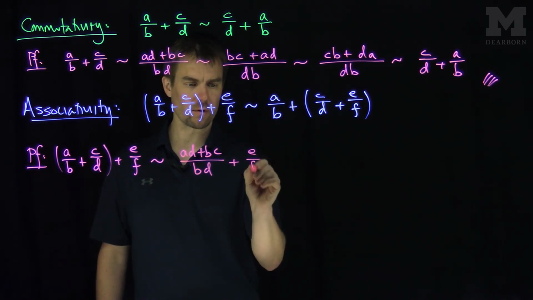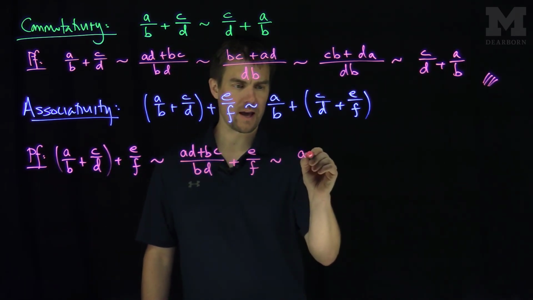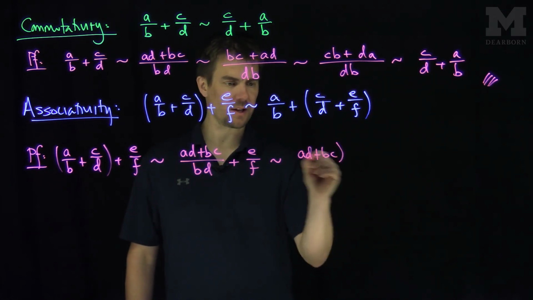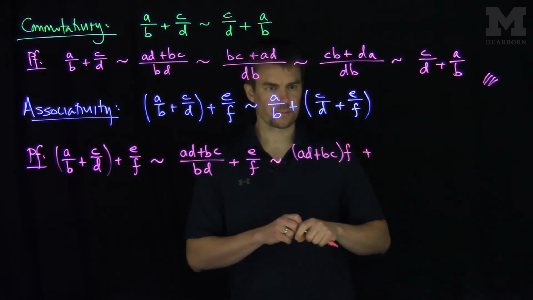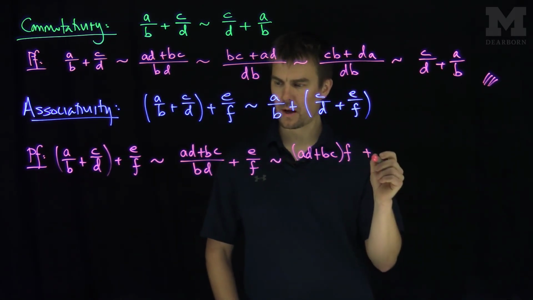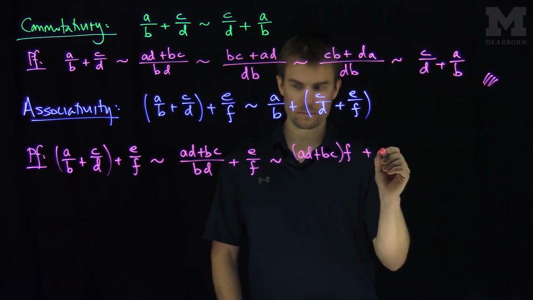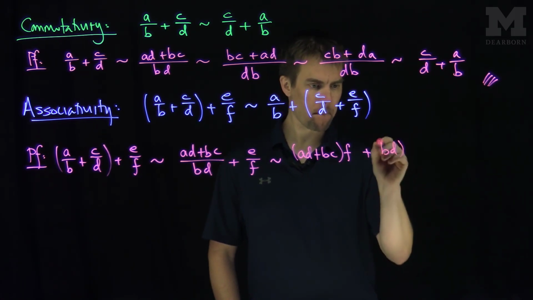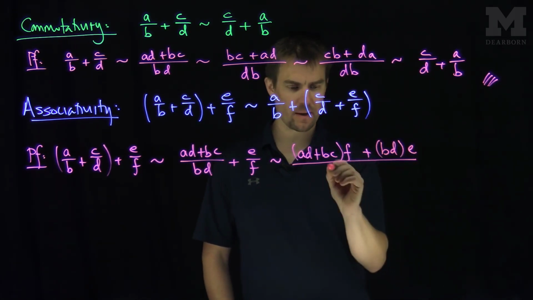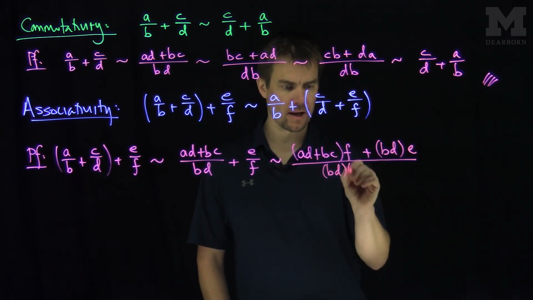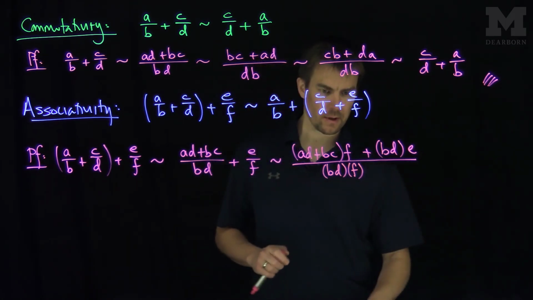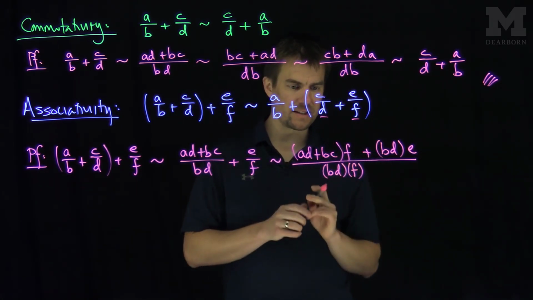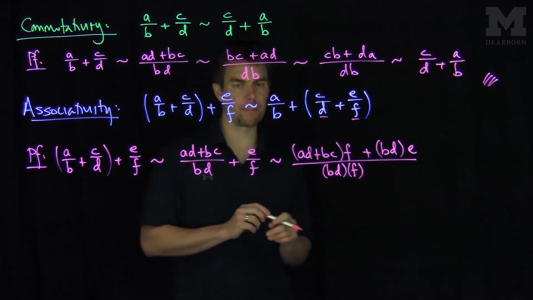Added to e over f, which is equivalent to AD plus BC times F plus BD times E, all divided by BD times F, like so. Now, the first thing we'll do is take the D and the F and put them together by associating them.